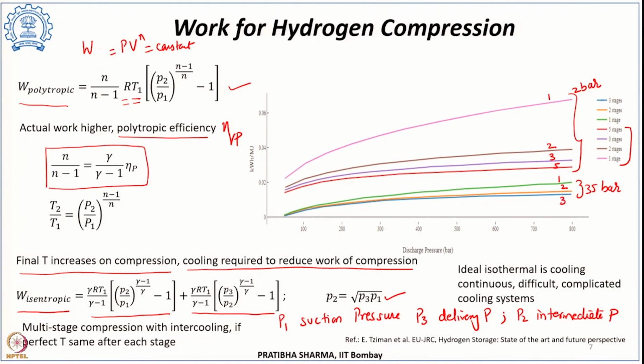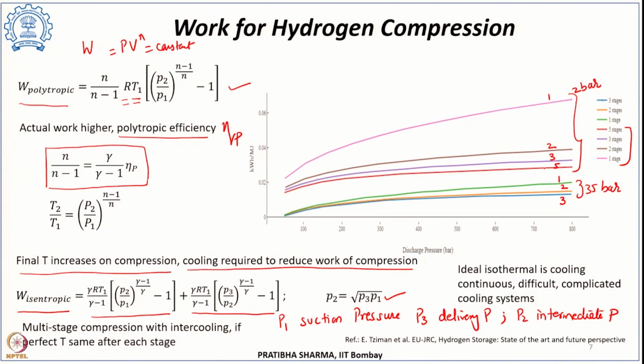From this curve we can see that introducing an additional stage with intercooling in between reduces the work of compression. As we go from stage 1 to stage 5, the work of compression required reduces. At the same time, this curve also emphasizes the importance of the suction pressure. If the initial pressure for compression is higher, the required work for hydrogen compression will be lower.